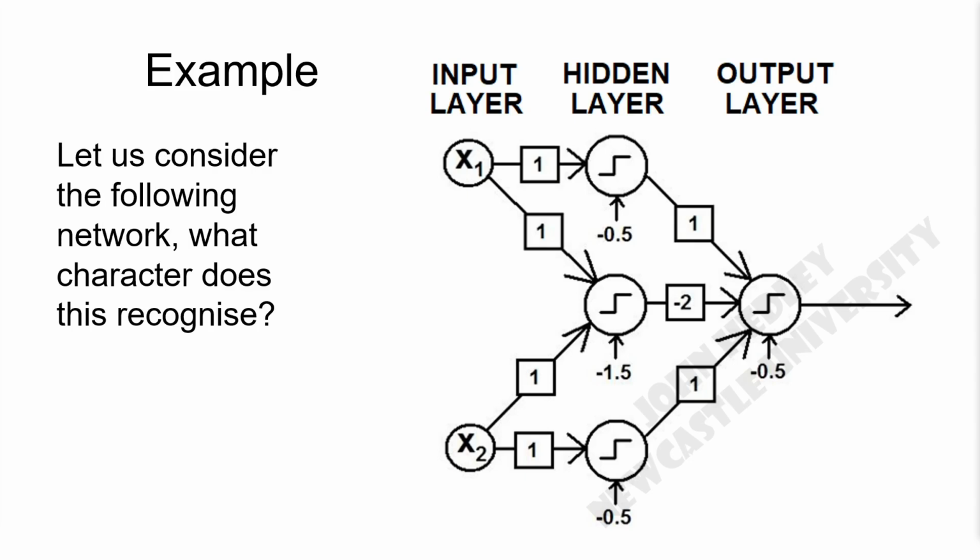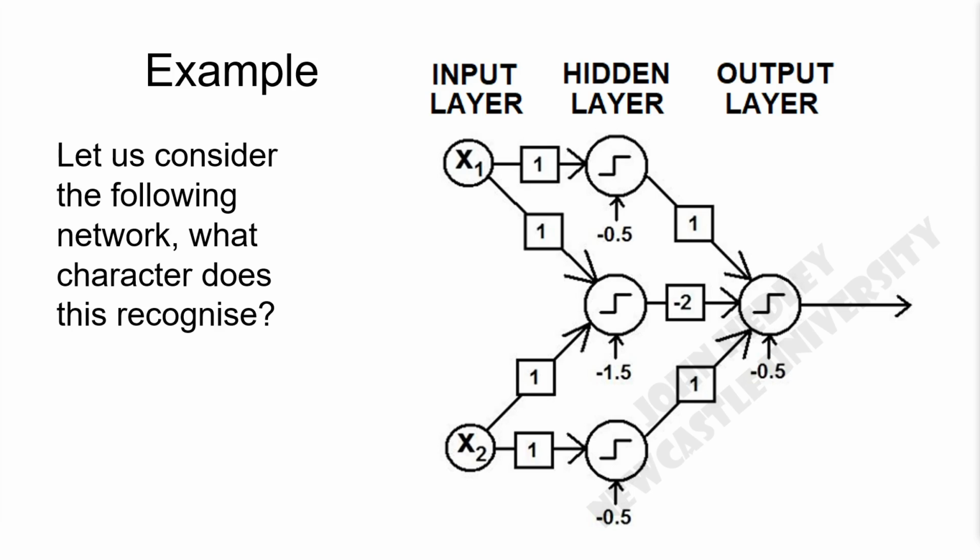As another example, let us consider this network which has 4 neurons. If we consider an input of x1 equals 1 and x2 equals 0, then the output from the first neuron is 1 times 1 minus 0.5, which is plus 0.5, so the output here is 1. For neuron 2, the input is x1, which is 1 times 1, plus x2, which is 0 times 1 minus 1.5. Thus this total is minus 0.5, so the output is 0.